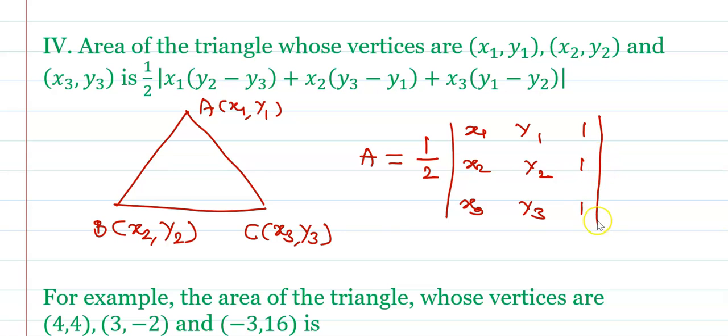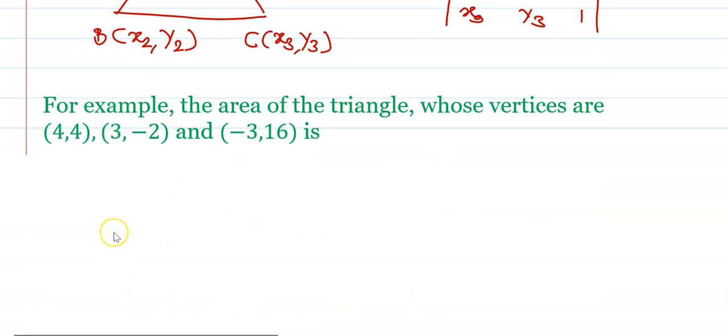And if we evaluate this determinant, then here you will get 1 upon 2 in bracket x1 into y2 minus y3. And in this way, x2 in bracket y3 minus y1, plus x3 in bracket y1 minus y2. In this way, you can find out the area of the triangle when the three coordinates of the vertices of the triangle are given. One more example here.